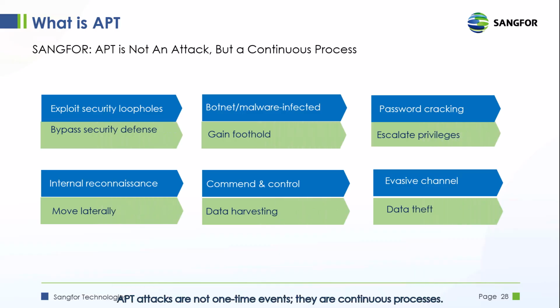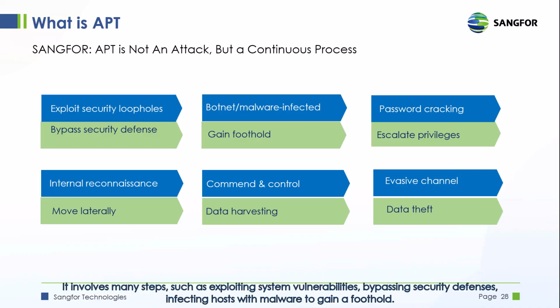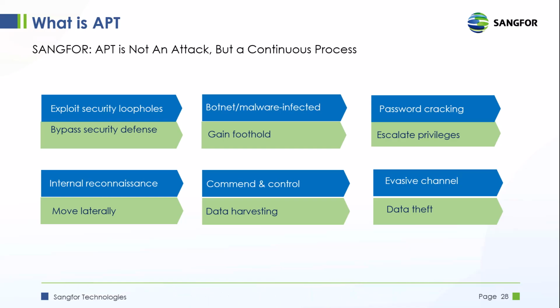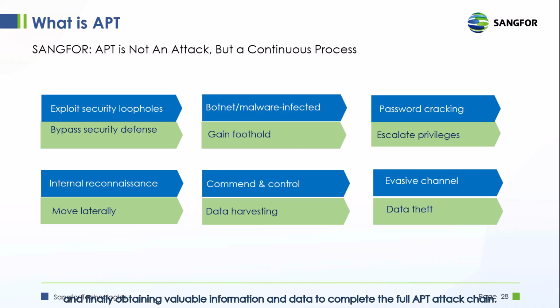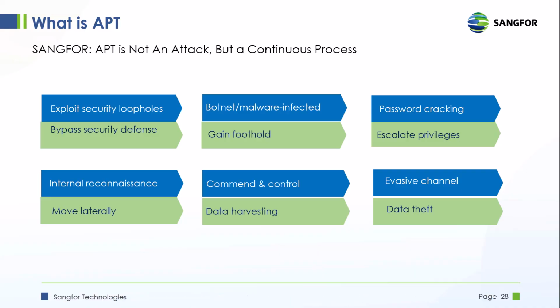APT attacks are not one-time events. They are continuous processes. They involve many steps, such as exploiting system vulnerabilities, bypassing security defenses, infecting hosts with malware to gain a foothold, cracking passwords to escalate privileges, performing network reconnaissance and lateral movement, and finally obtaining valuable information and data to complete the full APT attack chain.